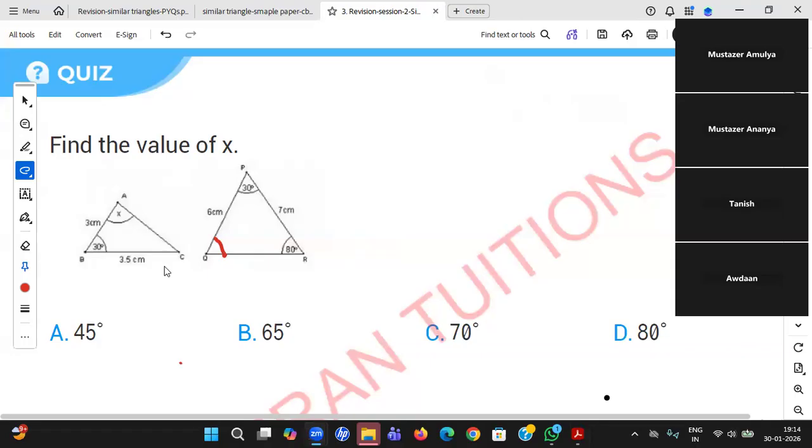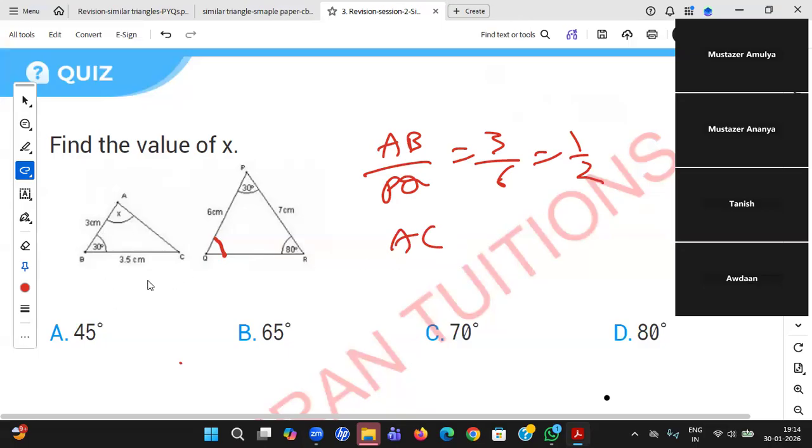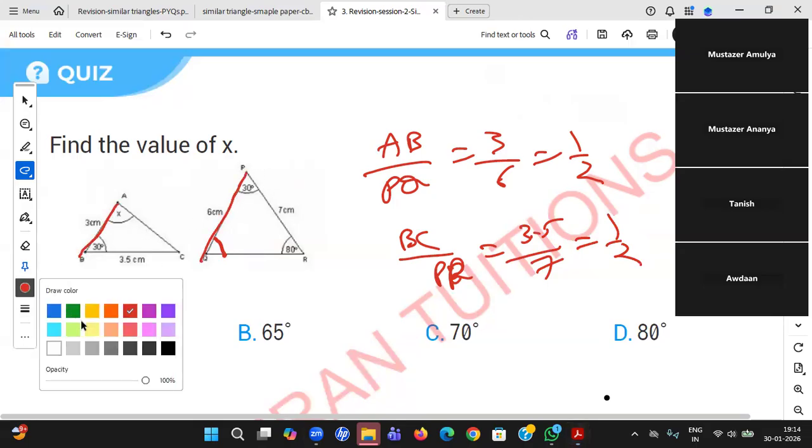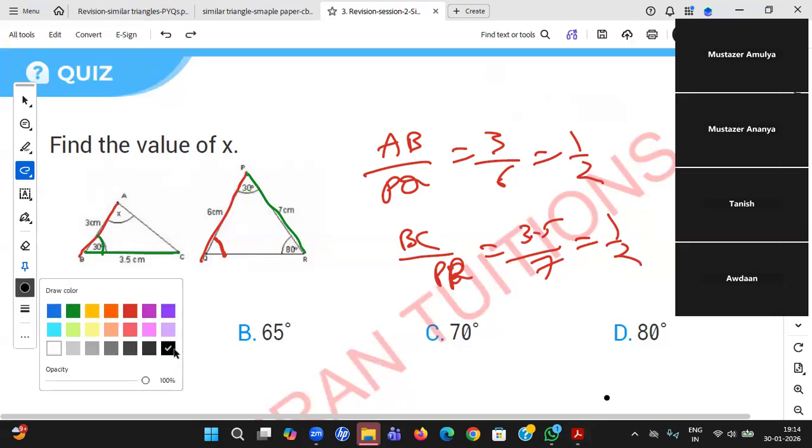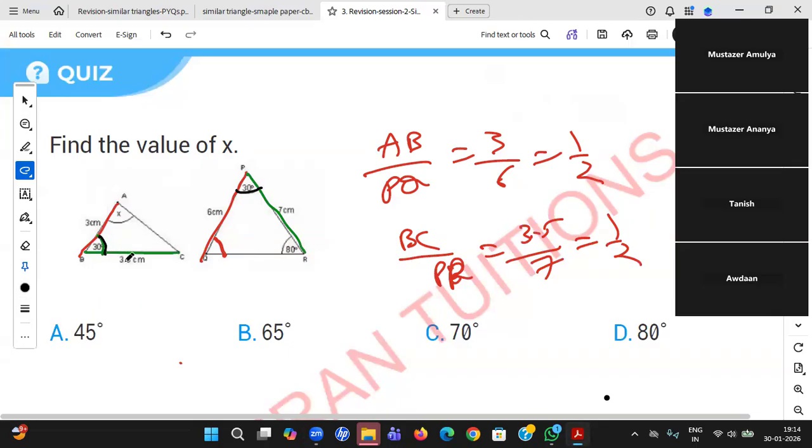Tanish, right answer. Okay. So students, when you find AB by PQ, it is something like 3 by 6, which is 1 by 2. When you find BC by PR, it is something like 3.5 by 7, which is again 1 by 2. So I am just taking AB and PQ, and BC and PR, and you see the angle 30, 30. I'll use the black color for 30, 30. So now you can say the green and red sandwich, they both are similar.